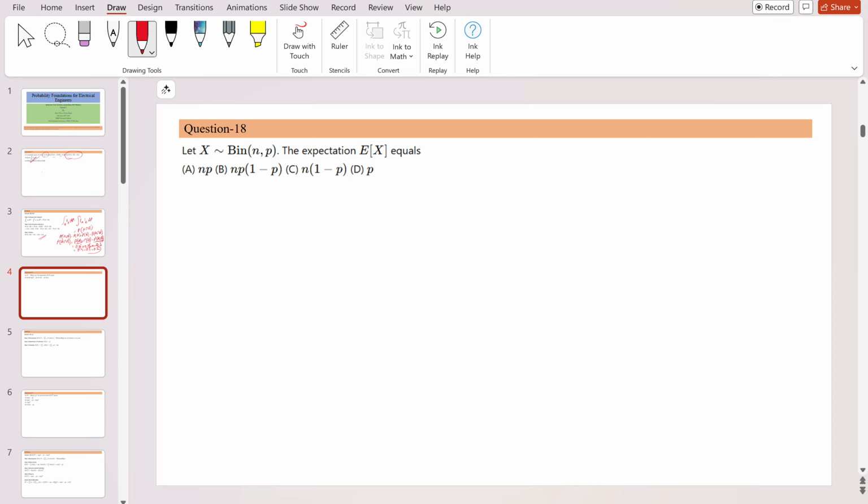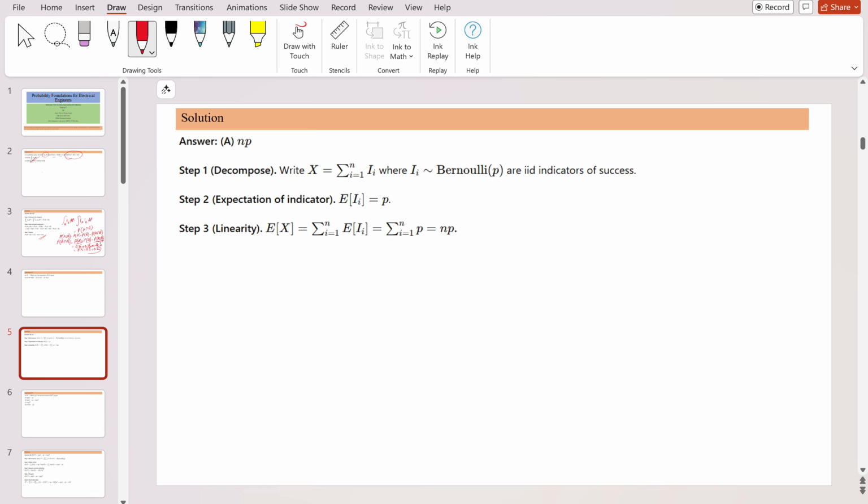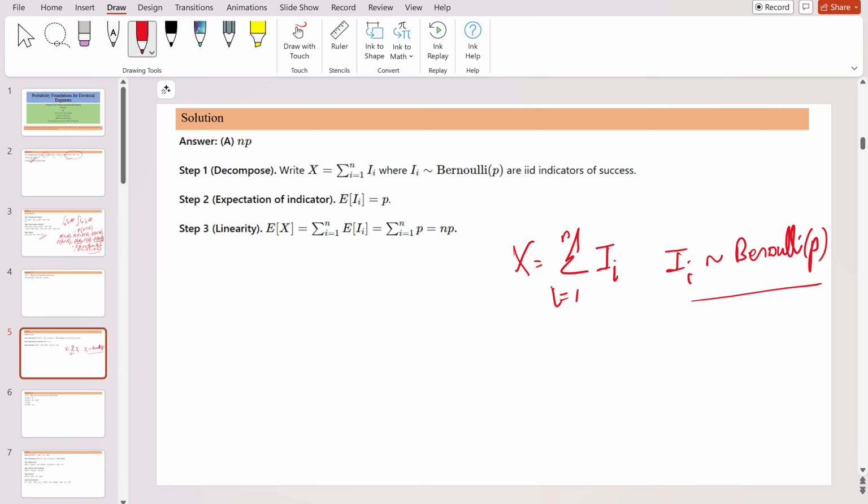Okay, let me give the solution for this. It is asking that X is a binomial distribution with n and p. The expectation of X is equal to what? Because it is in the discrete format, when you decompose it, X is the summation of I_i from i equal to 1 to n, where each I_i is a Bernoulli of p. So when you solve it, the expectation will come out to be p.